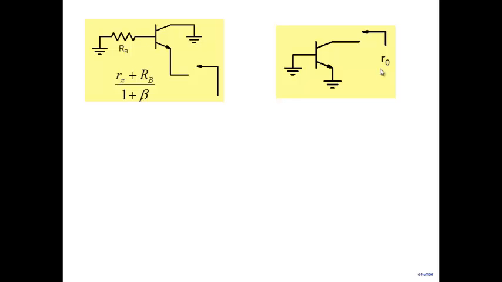R0 is very high. There are three things we saw in our last mini quiz. If you look at a transistor from the emitter side, you see R pi by beta. From the base side, you see R pi. And from the collector side, you see R0. The highest small signal resistance is what you get when you look at a transistor from the collector side.